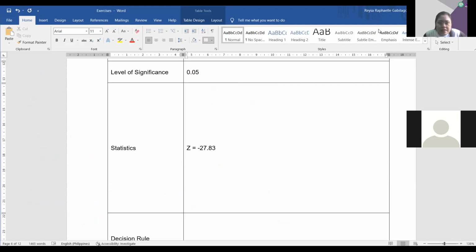That's the Z. Okay. Symbol ng variance, B. It's V. Capital letter V. Okay.